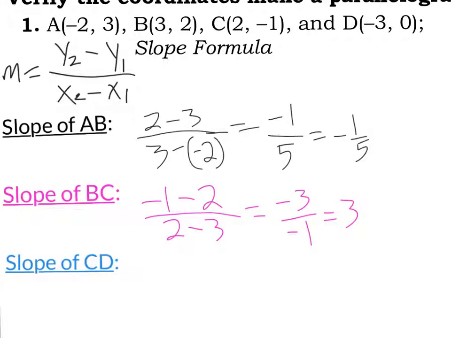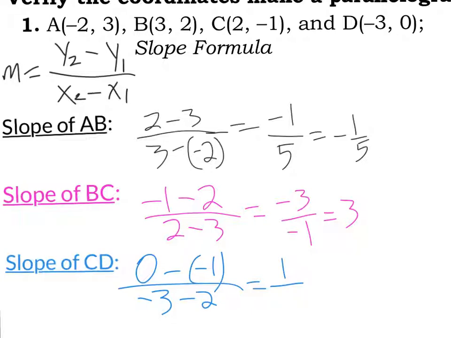So next I'm going to do slope of CD. So y2 would be 0 minus y1 of negative 1. And then x2 would be negative 3 minus x1 of 2. And so 0 minus negative 1 is positive 1. And negative 3 minus negative 2 is negative 5.